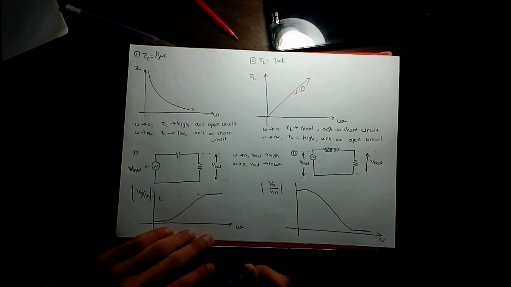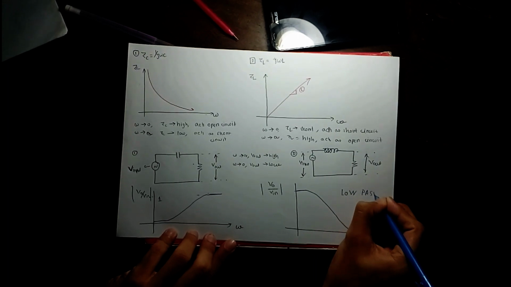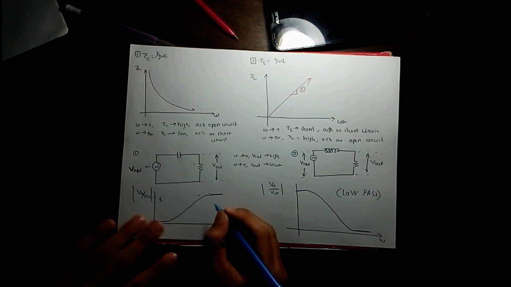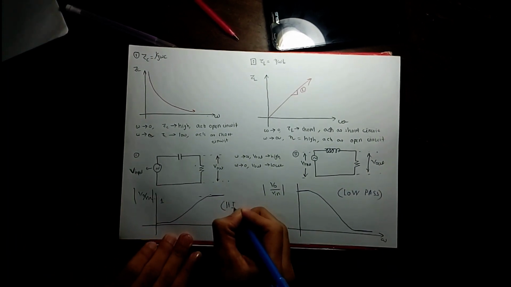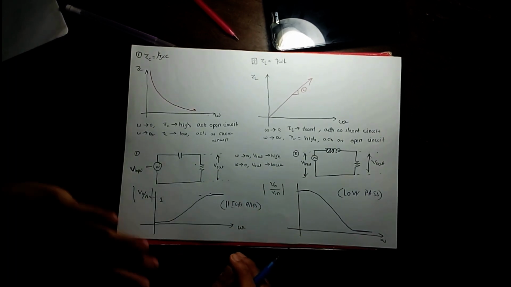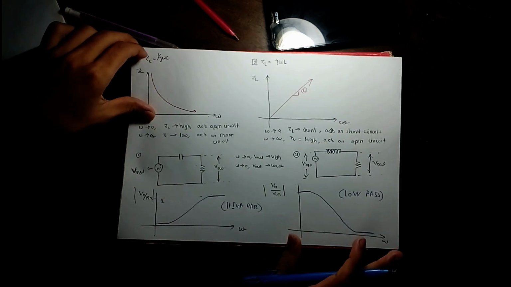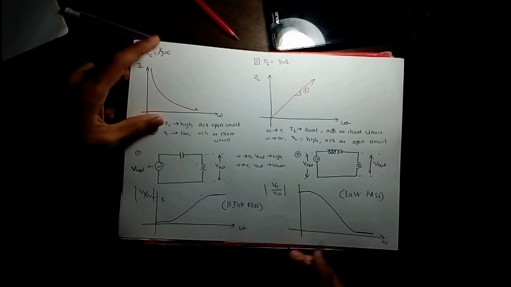And what kind of filter is this? This is a low pass filter. And what was this we obtained earlier? This is a high pass filter. Now these are the basic ideas you have to understand and remember. Now let's try a slightly complicated one, not too complicated, but slightly. Third one.